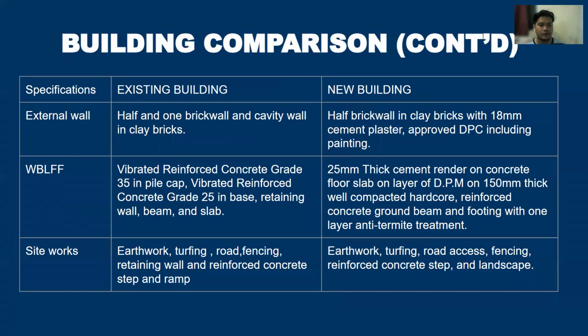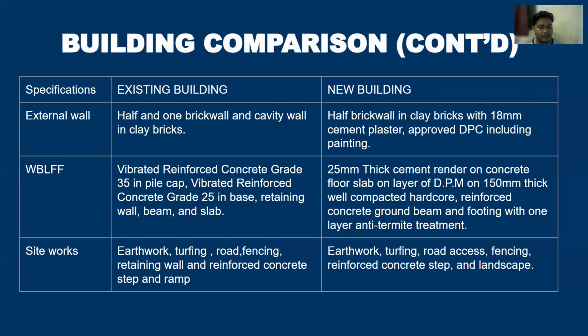Next, the work below lowest floor finish is vibrated reinforced concrete grade 35 in pile cap and vibrated reinforced concrete grade 35 in base, retaining wall, beam and slab. While the new building has 25 mm thick cement render on concrete floor slab on layer of damp proof membrane on 150 mm thick well compacted hardcore, reinforced concrete ground beam and footing with one layer of anti-termite treatment. You can see that for the new building, they added a layer of damp-proof membrane and another layer of anti-termite treatment.